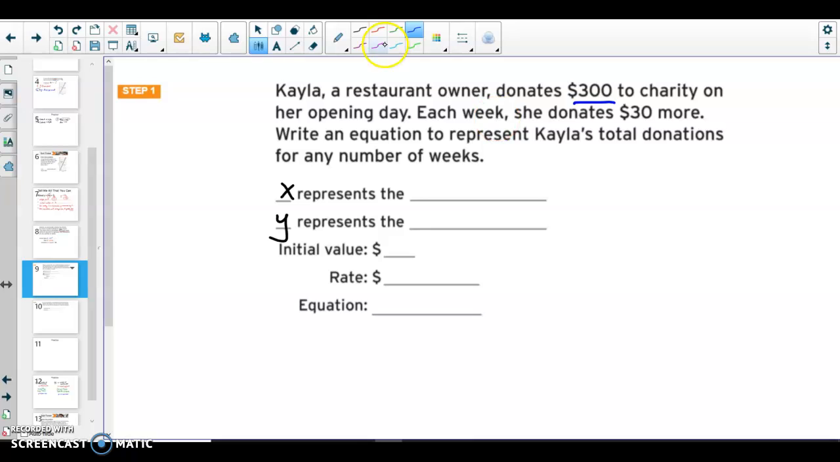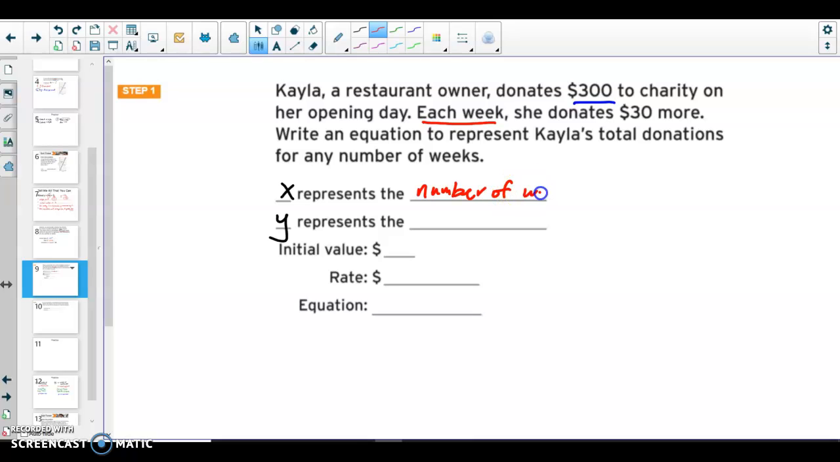Each week. Anytime you see each, you see per, anything along those lines, that's telling you this is a variable, and not only that, this is the variable that is represented by x. So x represents the number of weeks.